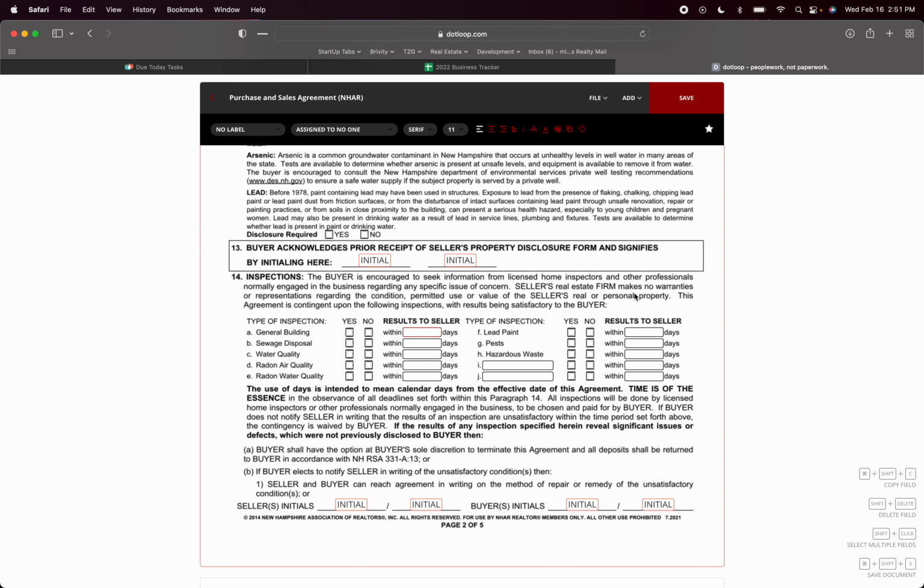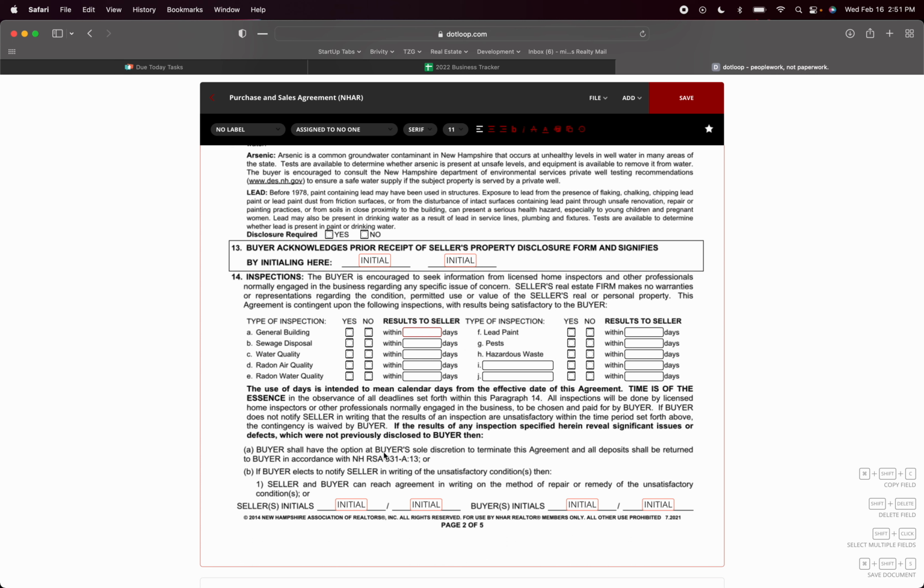Do keep in mind that any inspections that are selected here are the only reason that a buyer can legally walk away from a contract. So if you select a general building inspection in the state of New Hampshire, you cannot walk away because you decided to do a radon air test and the radon air was high. If you did not select radon air quality, that is not a justifiable reason to walk away from a contract. So one thing to keep in mind when selecting the inspection types is really what's important, what's going to be a deal breaker for the buyers.